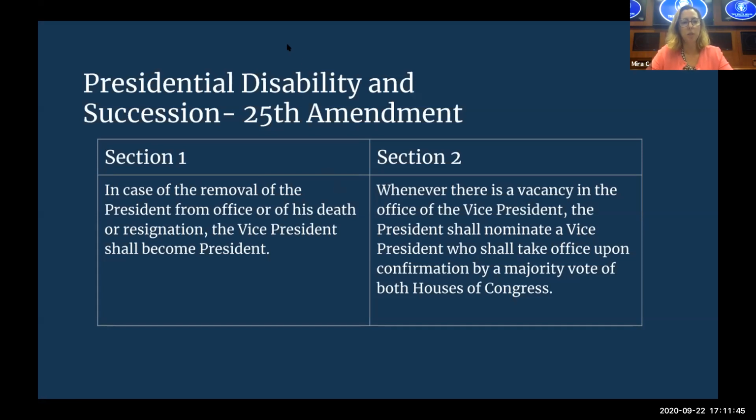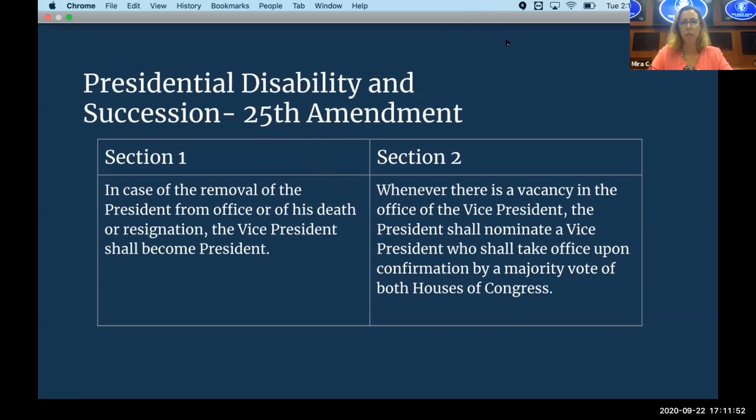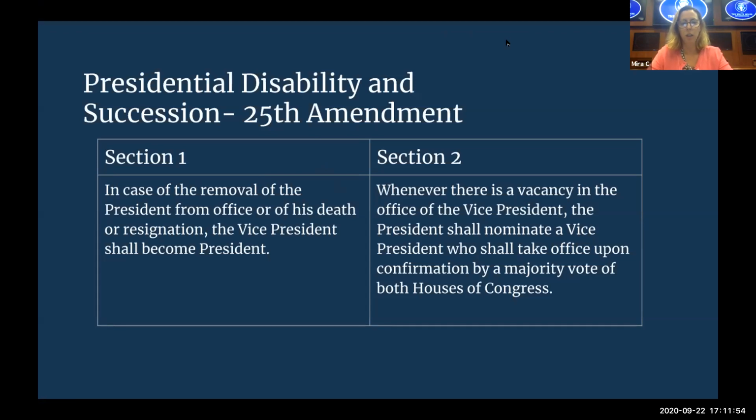But please let me know in the chat box, does Section 1 apply here? Okay, so this, no, exactly, thanks for your response. No, it does not apply here. The president is alive and he has not been removed from office.